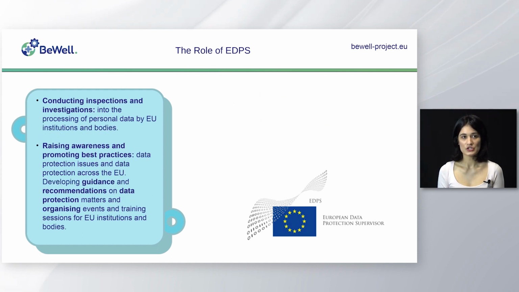4. Conducting inspections and investigations into the processing of personal data by EU institutions and bodies. This includes reviewing data protection impact assessments and conducting on-site inspections to ensure that data processing activities are carried out in compliance with data protection regulations. 5. Raising awareness and promoting best practices in data protection across the EU. This includes developing guidance and recommendations on data protection matters and organizing events and training sessions for EU institutions and bodies.